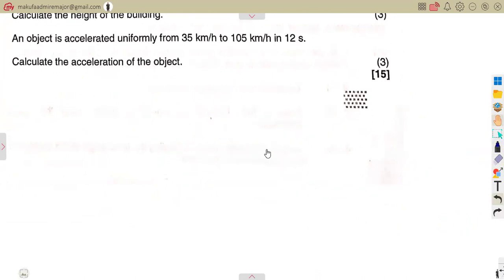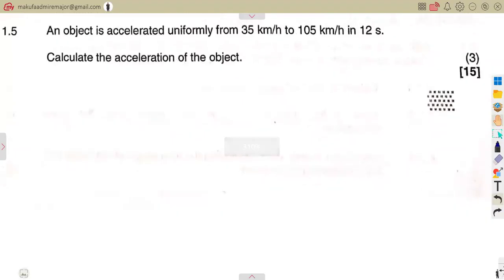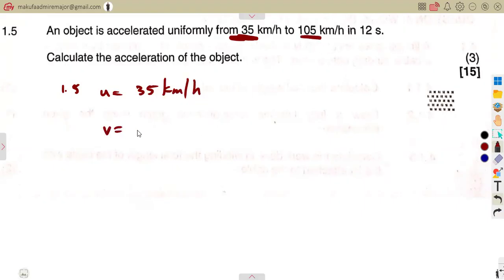All right, so let's consider another part of our question, 1.5. An object is accelerated uniformly. So we're given an initial velocity of 36 kilometers per hour to a final velocity of 105 kilometers per hour in 12 seconds, which is the time frame, time in seconds. Calculate the acceleration of the object.